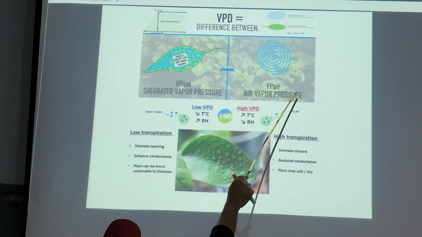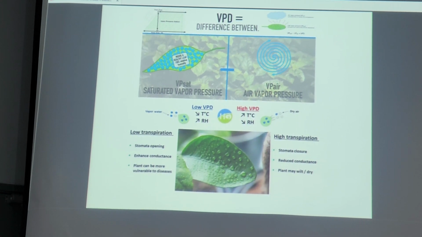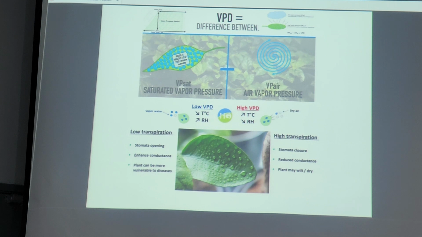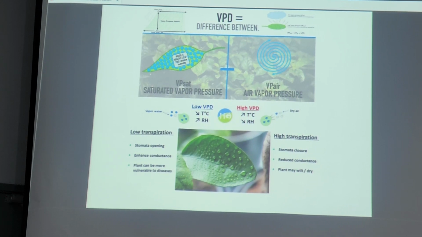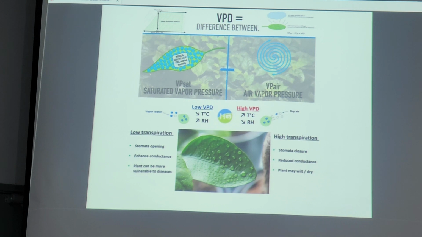Outside the leaf, you have RH, which is, of course, not 100%. It's going to be lower. So the difference between your RH in the leaf, internal, and the surrounding air of the leaf, there is a difference, right? This is VPD. So what is the implication? This is what we're going to see.